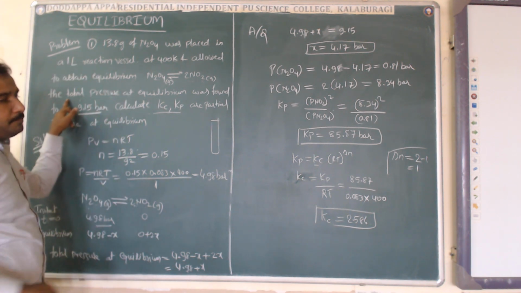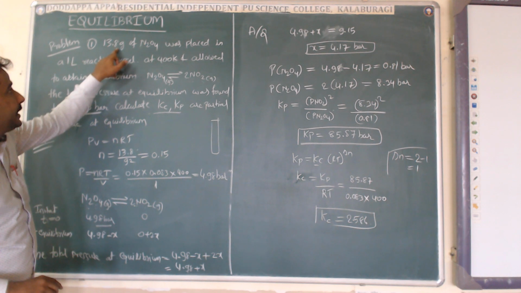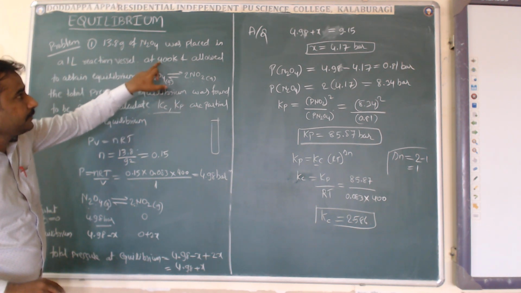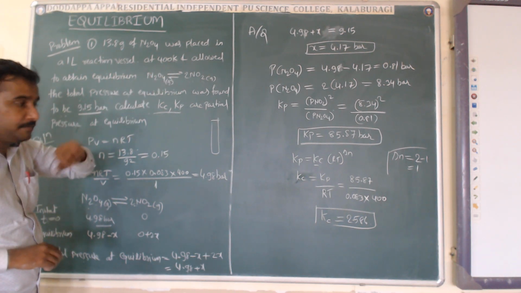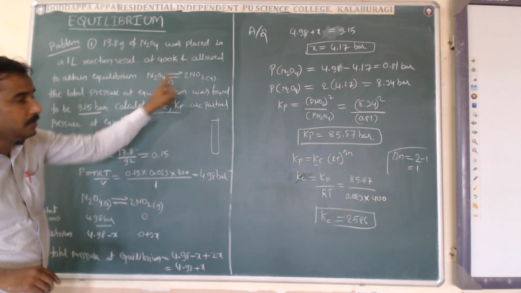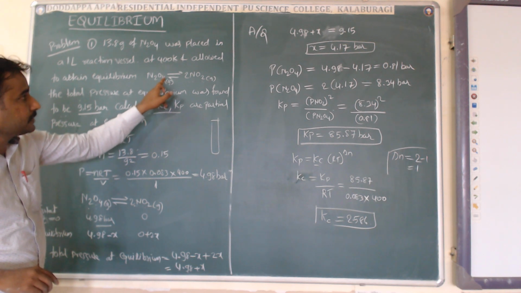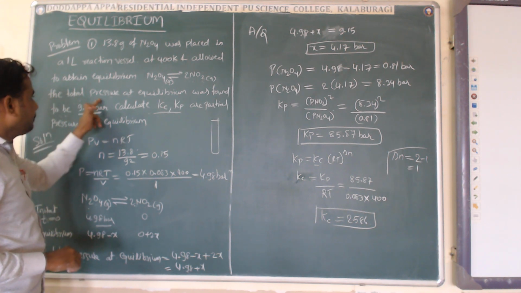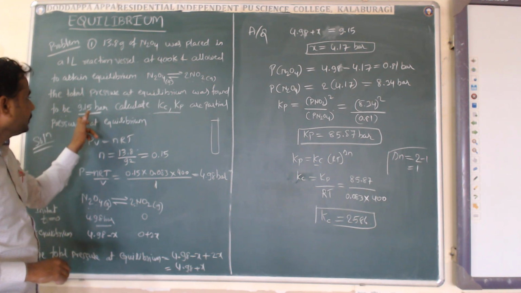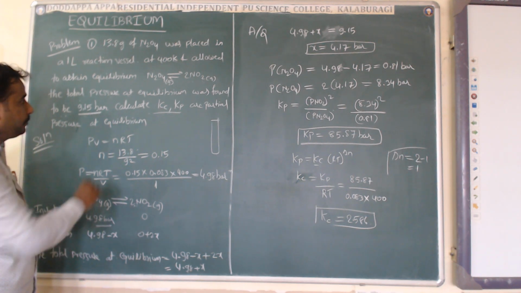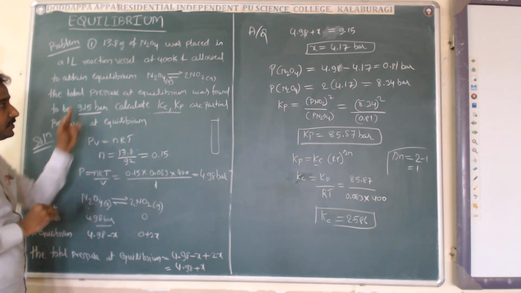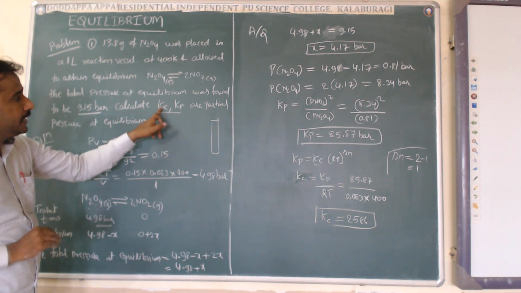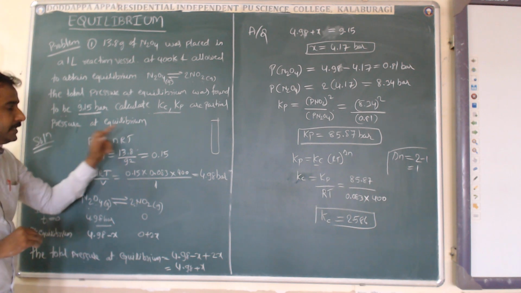They attain equilibrium. When the 13.8 gram of N2O4 is placed in a 1 liter vessel at 400 Kelvin, equilibrium is attained here. That is, N2O4 is converted to 2NO2, and 2NO2 is converted to N2O4. The total pressure at equilibrium was found to be 9.15 bar. Next, calculate Kc and Kp for the partial pressure at equilibrium.